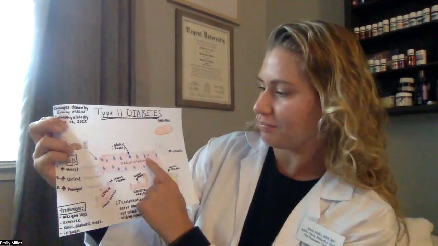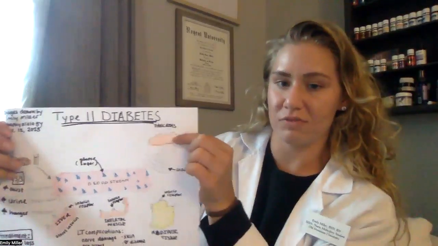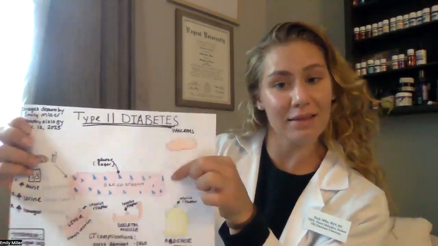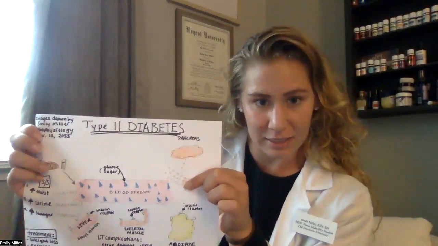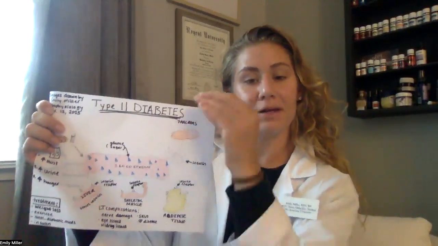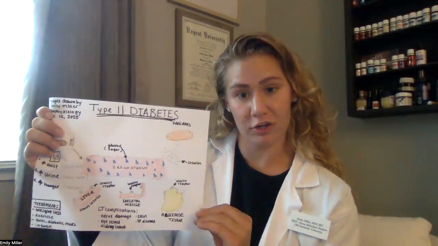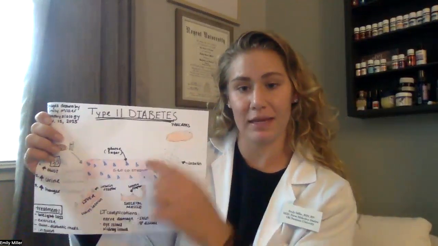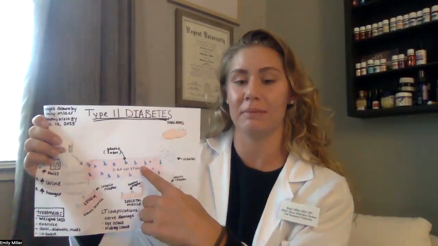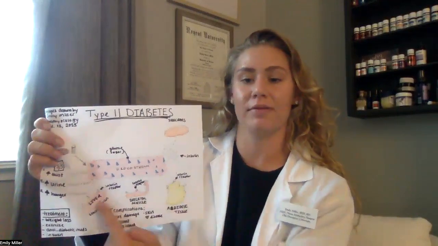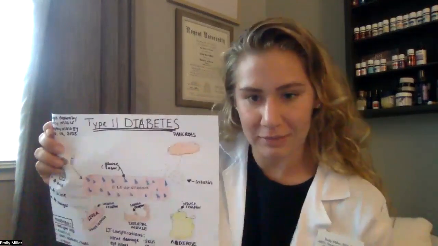And once it goes in the bloodstream, what typically is supposed to happen is the pancreas, which is responsible for making insulin, and insulin is something that decreases sugar in the bloodstream. It takes the sugar from the bloodstream and brings it to the organs for energy.